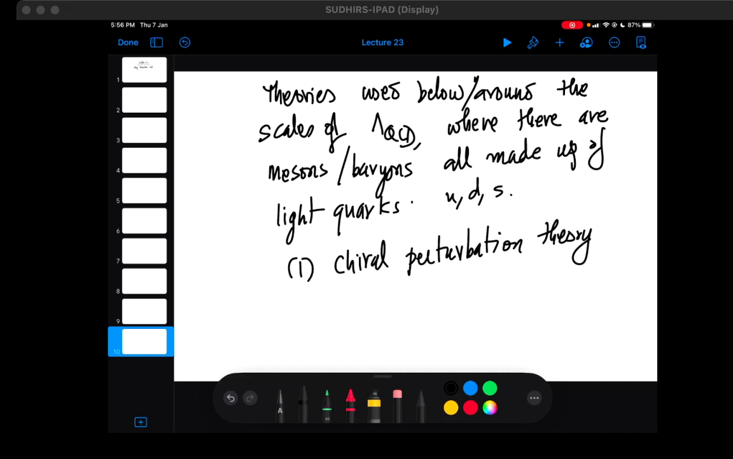Okay, there is an associated Noether current. It turns out there is an associated Noether current, and then there is also an associated Noether charge.